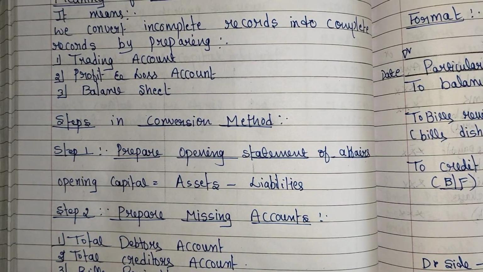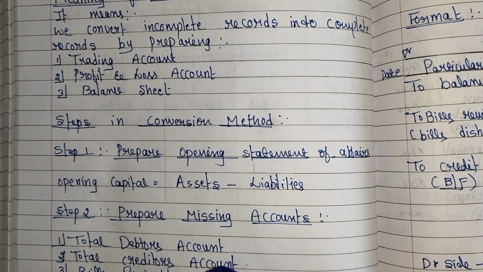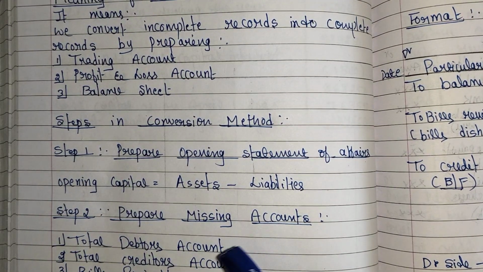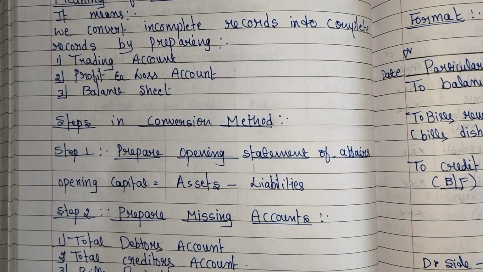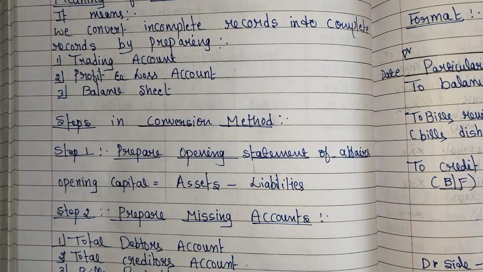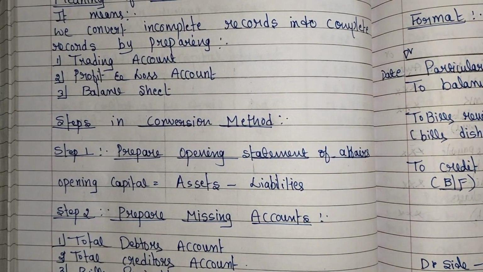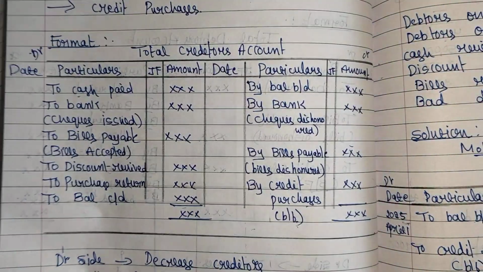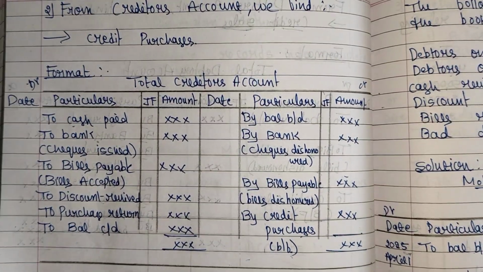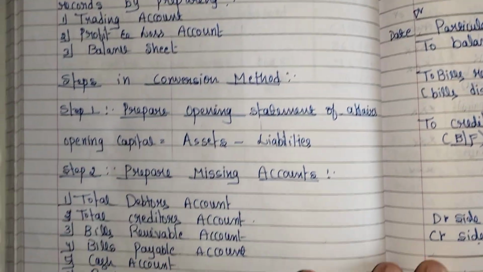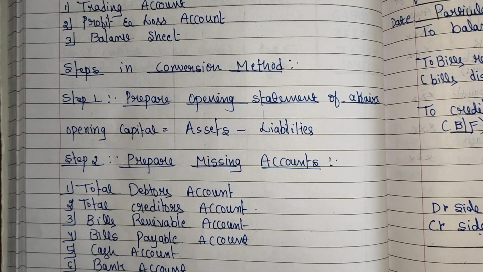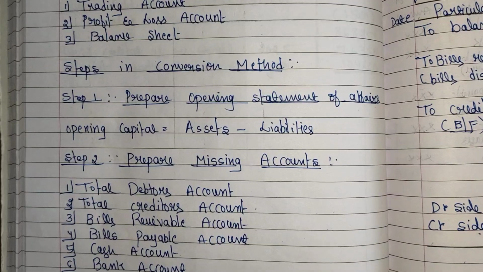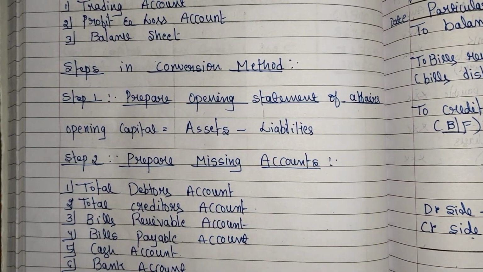And step 2, in that we need to prepare the missing accounts. It includes total debtors account and total creditors account. Till here we studied, right? If we prepare the debtors account, we are able to find out the credit sales, and if we prepare the creditors account, we are able to find out the credit purchases. So today in this class we are going to discuss bills receivable account, bills payable account, and cash account or bank account. So let's start.